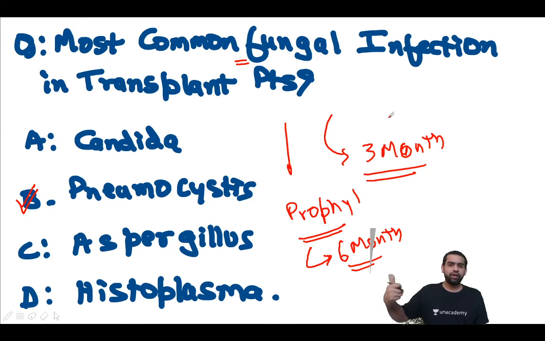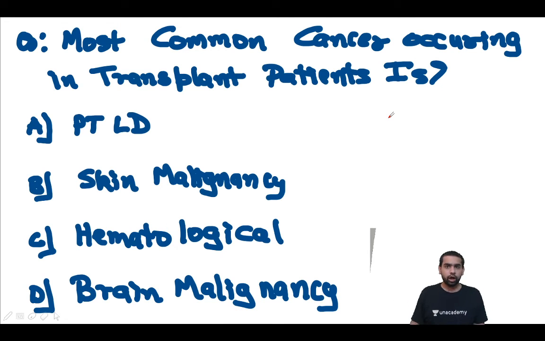So may it be viral, may it be bacterial, may it be fungal, you continue the prophylaxis for 6 months. But what I wanted to tell you in that particular slide is, the maximum risk for the bacterial is 1 month, fungal is 3 months, virus is 6 months. Fair enough. Moving on. Now we have talked about the infections. Now it's time to talk about the malignancies.